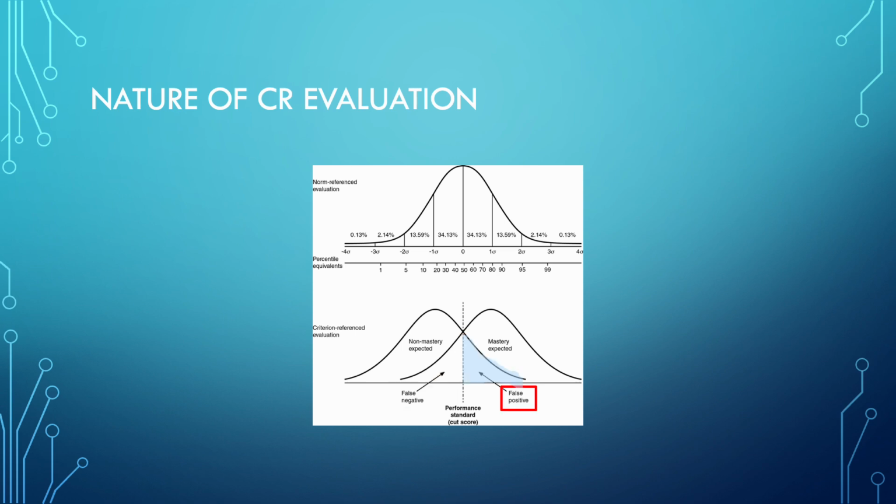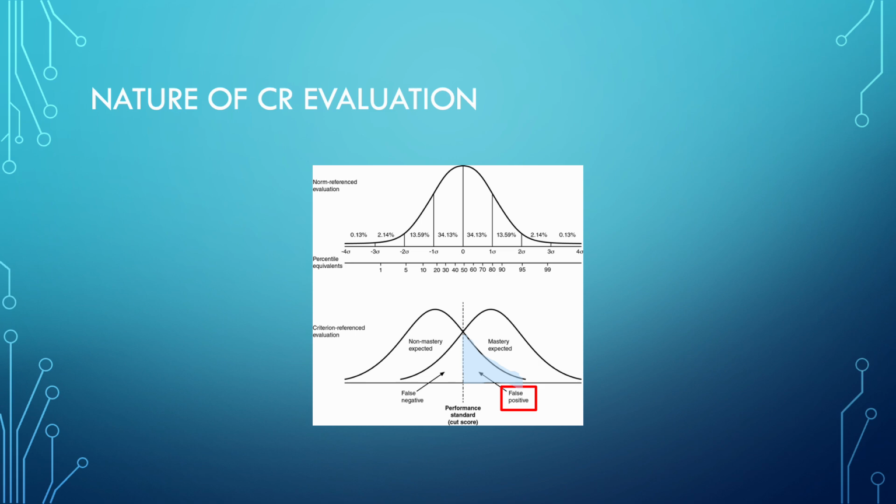On the contrary, this blue highlighted part are people that don't have the requisite knowledge to safely drive a car, but somehow they scored above that threshold, above that cutoff score. So they're considered mastery, okay? That's what we call a false positive. So a false positive is where non-masters are classified as masters.